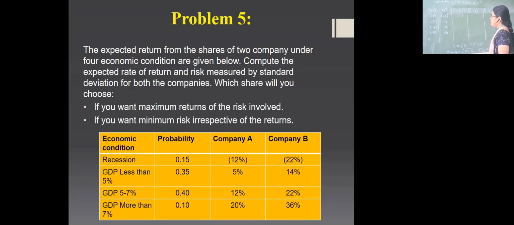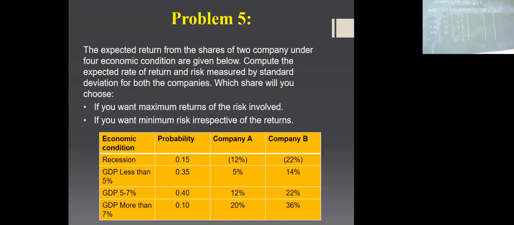Next one, 14 into 0.35, 4.9. Next, 22 into 0.4, 8.8. 36 into 0.1, 3.6. Total of ER, 14. So total of ER is 14.